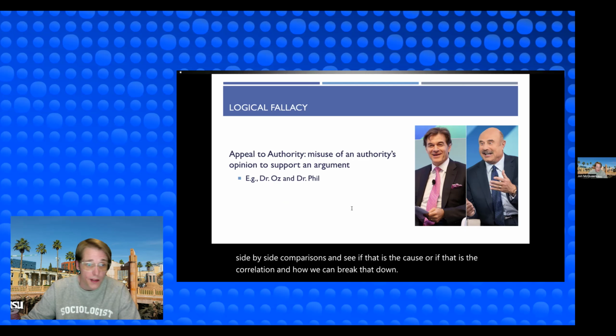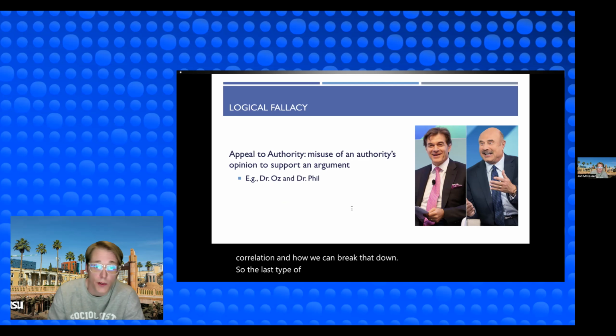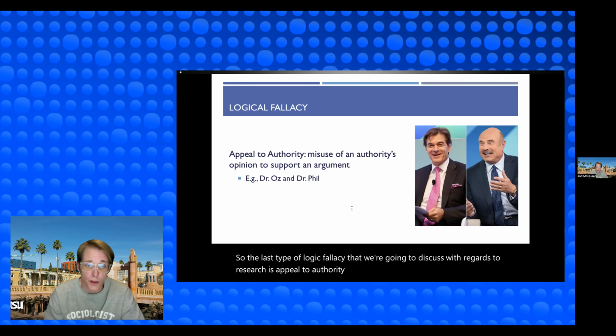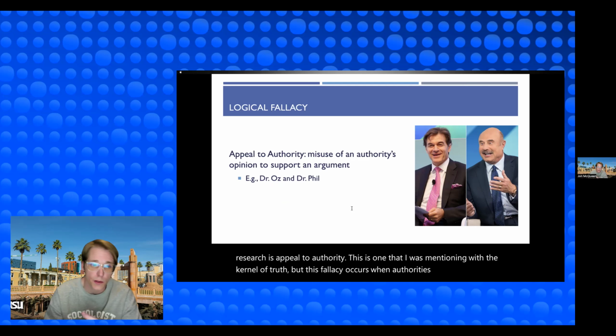So the last type of logic fallacy that we're going to discuss with regards to research is appeal to authority. This is one that I was mentioning with the kernel of truth, but this fallacy occurs when an authority's opinion is misused to support an argument. This occurs when people believe the opinions of someone who appears to be in a position of authority, but the authority may not necessarily have the evidence to back up their claims.